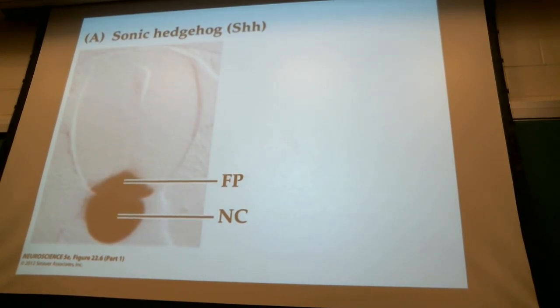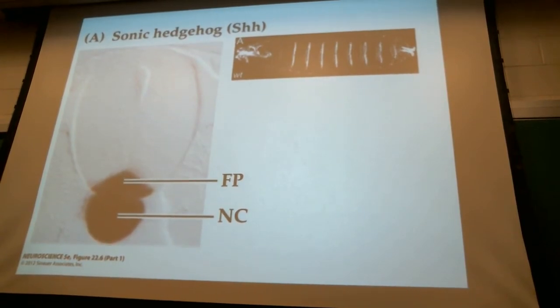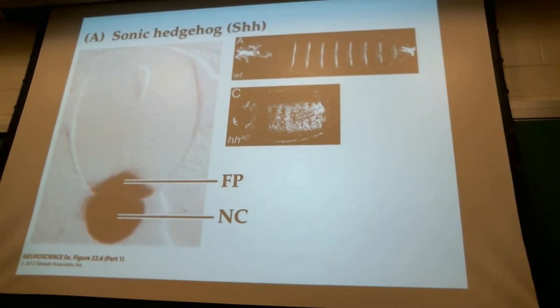So, sonic hedgehog is originally found in a Drosophila fruit fly. And the wild type Drosophila larvae looks like this. And then they found if it lacks this protein, and then the larva becomes like this. Doesn't it look like something?